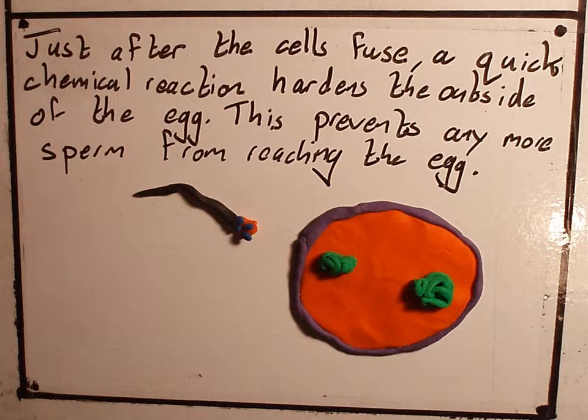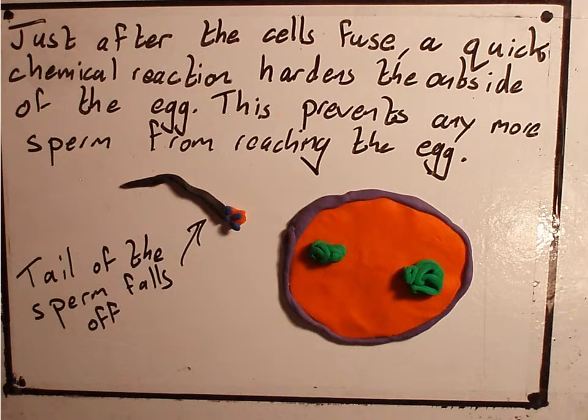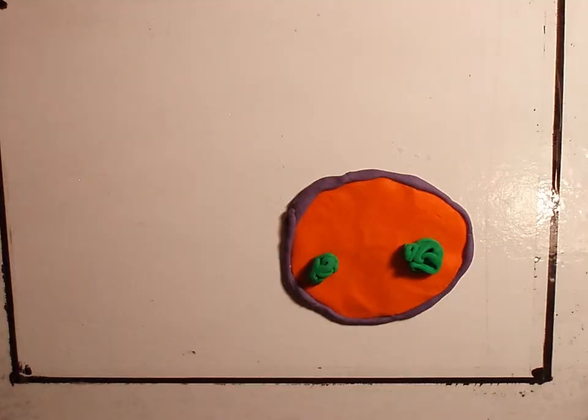Just after the cells fuse, a very quick, lightning quick chemical reaction happens around the cell, hardening the outside of it. This stops any more sperm from getting to the egg, because if any more sperm got there now, you'd have the 23 chromosomes from the egg, the 23 chromosomes from the sperm, and then another 23 from the extra sperm. You don't need that. You want just 46. The tail of the sperm cell also falls off because it's not needed anymore. And now finally the two nuclei inside the cytoplasm will fuse.